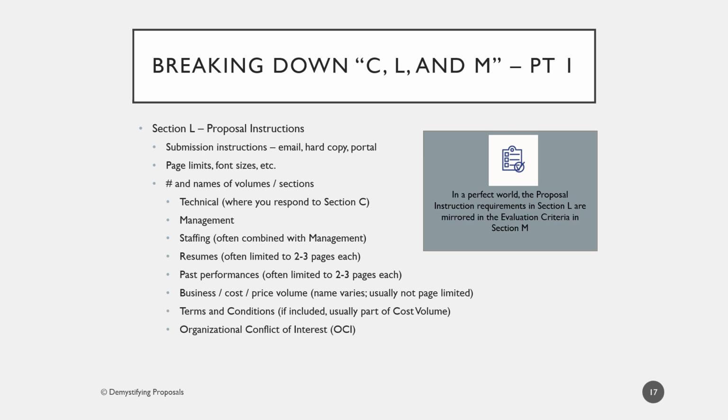Sometimes past performances is part of management. And again, past performances are often very limited in the number of pages that you can include. And then there's that whole other volume, which is the business cost, price, volume. The name varies. It depends on the procurement. That section is usually not page limited. And then sometimes the government asks for terms and conditions, and sometimes they ask for organizational conflict of interest. So these are just some of the examples of the volumes and sections that might be found in Section L.